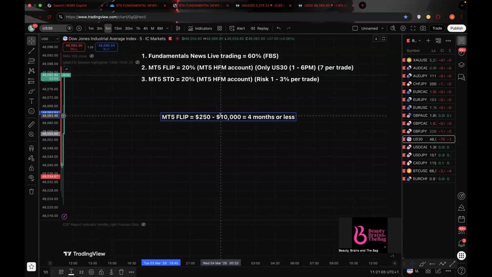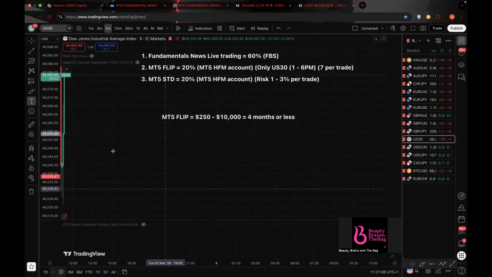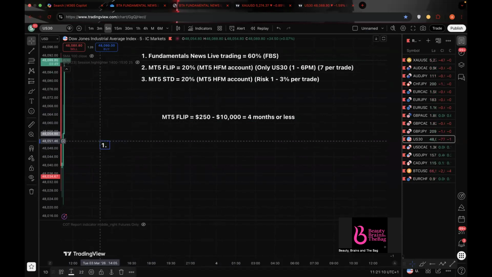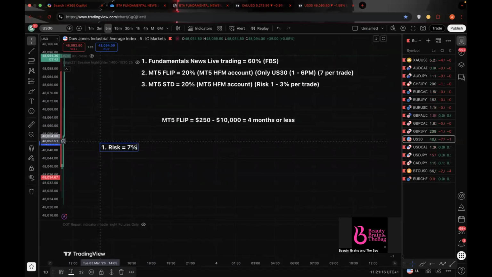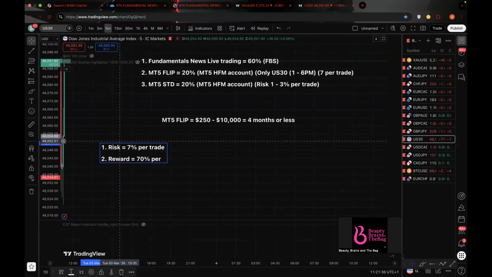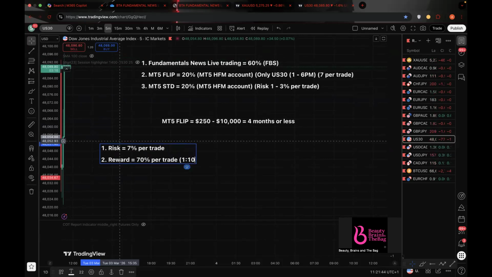So how do I plan to achieve this? Okay, number one, the risk is 7% per trade. Two, reward is 70% per trade. That's if you catch the maximum TP, you understand. 1 to 10 RR, approximately.